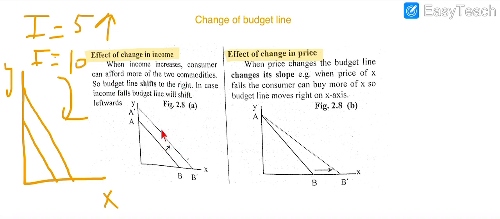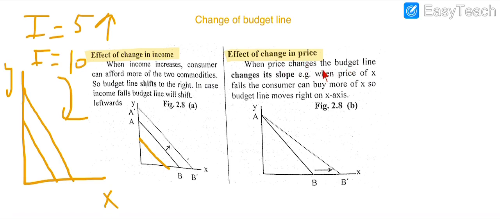If income increases, the budget line shifts to the right. And in the opposite case, if income decreases, the budget line will shift leftward. If we see here, if income decreases, the budget line will shift downward. This is the shifting in case the income line of the consumer shifts downward.